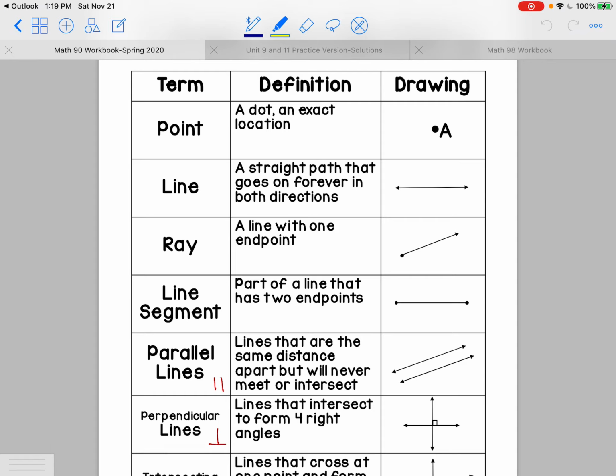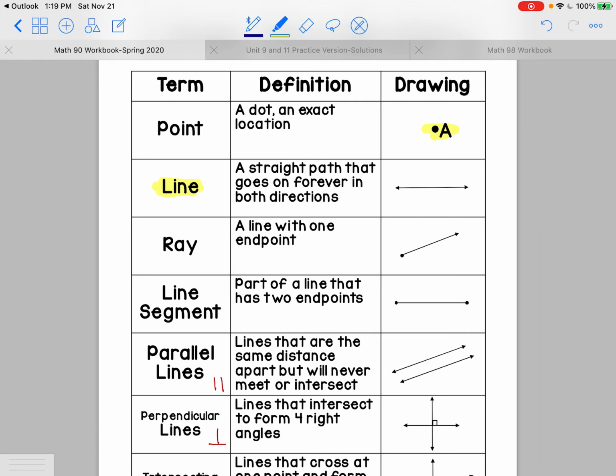So of course a point we know is just a dot in any location. If you were having to notate a point, you would just say point A, whatever it's labeled. A line, of course, is a straight path that goes forever and ever on both sides.